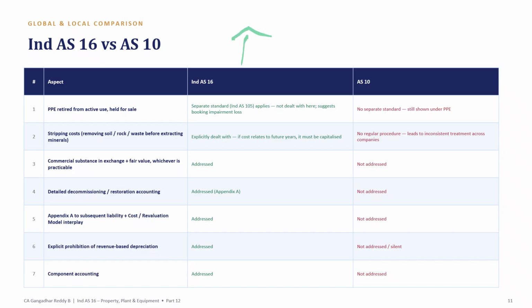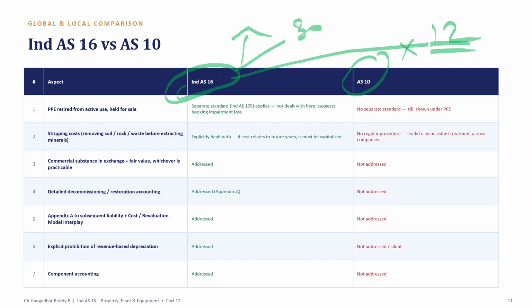Additional disclosures are required as per Ind AS 16. Minimal disclosures as per AS 10. Suppose in Ind AS 16 the disclosure points are 30, in AS 10 the disclosure points are 12 only. Like that, there are a few disclosure effects that will come.